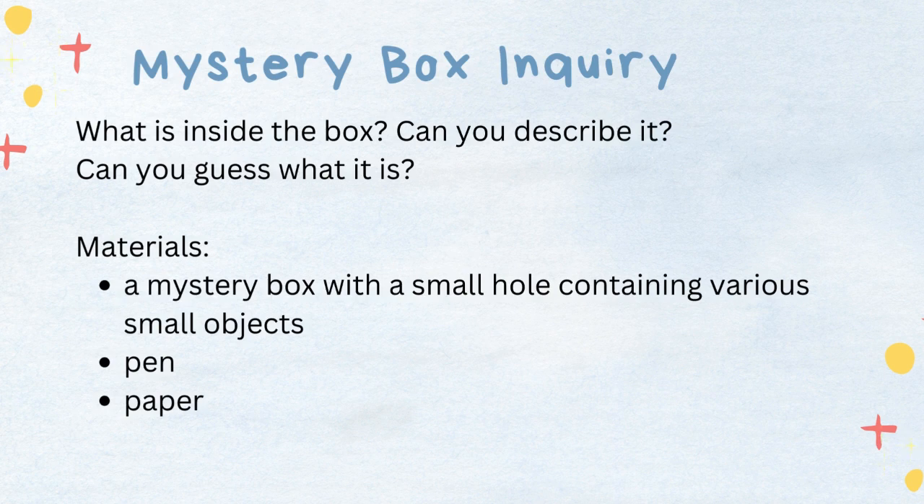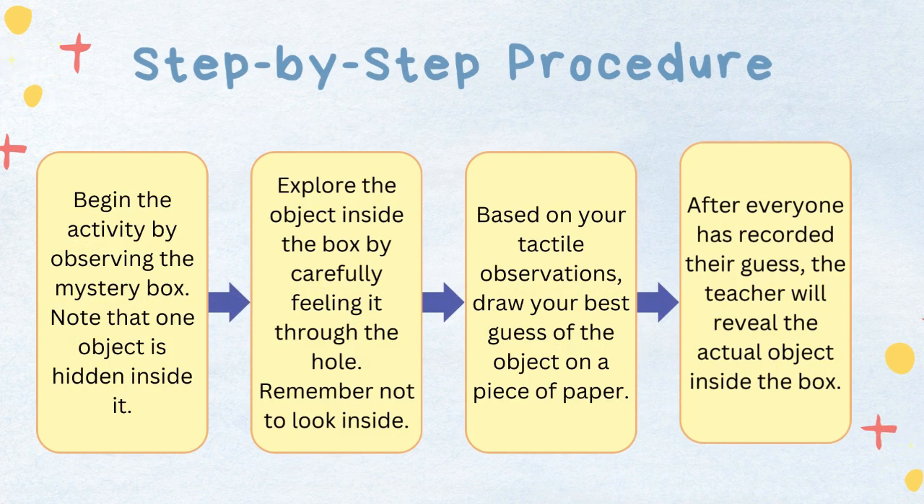Mystery box. What is inside the box? Can you describe it? Can you guess what it is? You will need a mystery box with a small hole containing various small objects, a pen, and a piece of paper. Here's what you will do first. Begin the activity by observing the mystery box. Note that one object is hidden inside it.